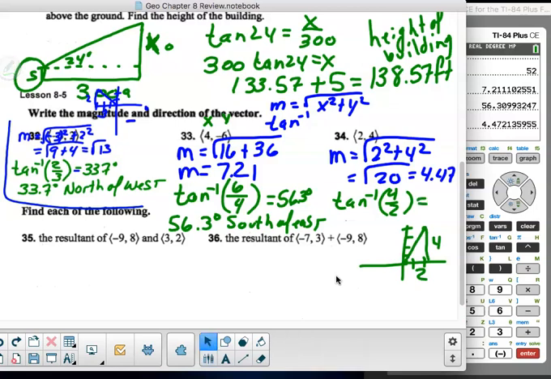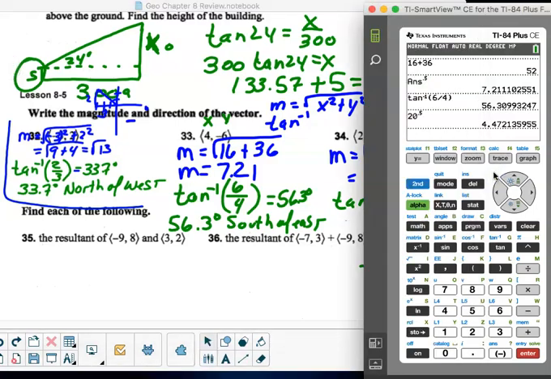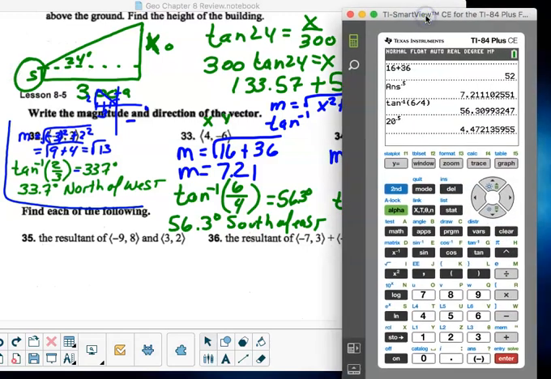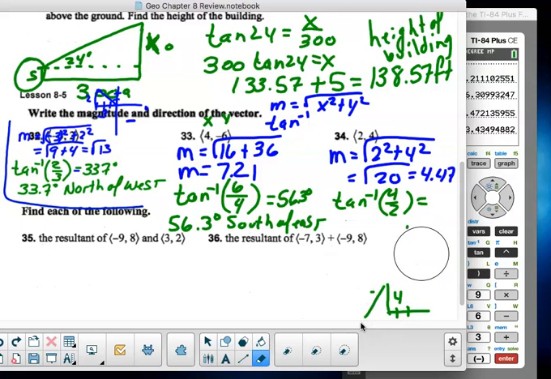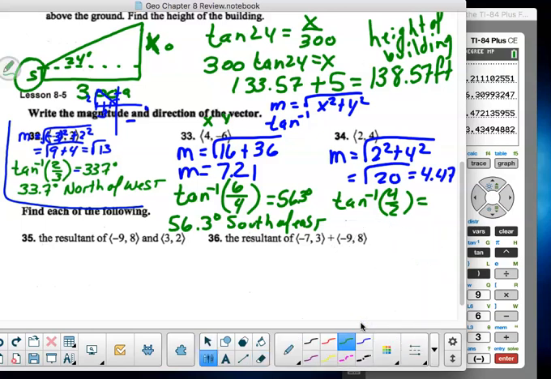And I'm going to get that going here. So I got 4 over 2 for my inverse tangent, and I've got 63.4. So 63.4 is my stuff I'm going to be working with. So I'm going to pull that out of there. So I got 63.4 degrees, and it is north of east.